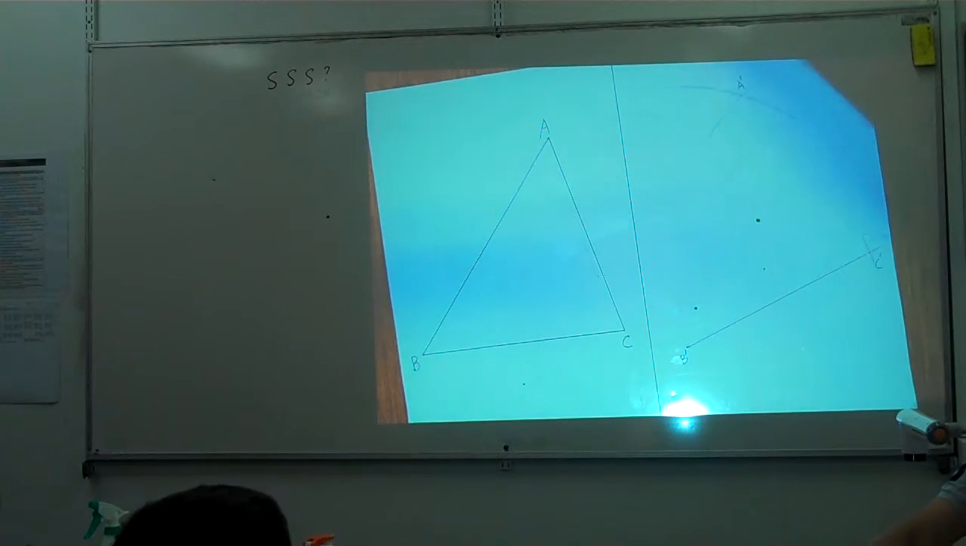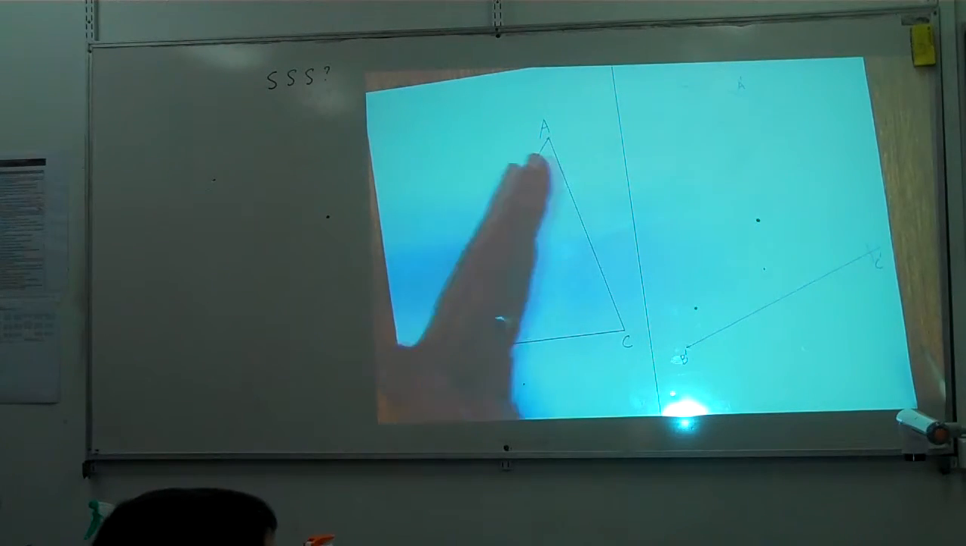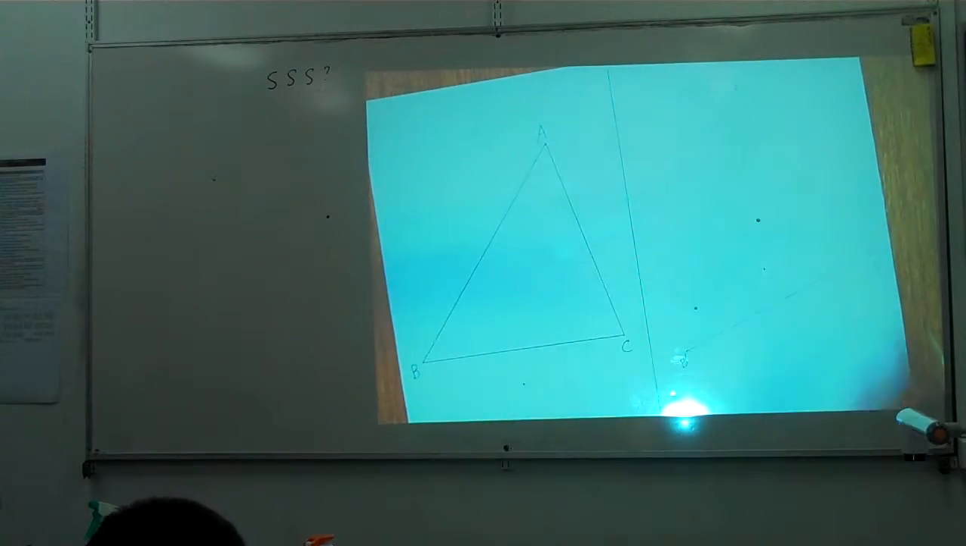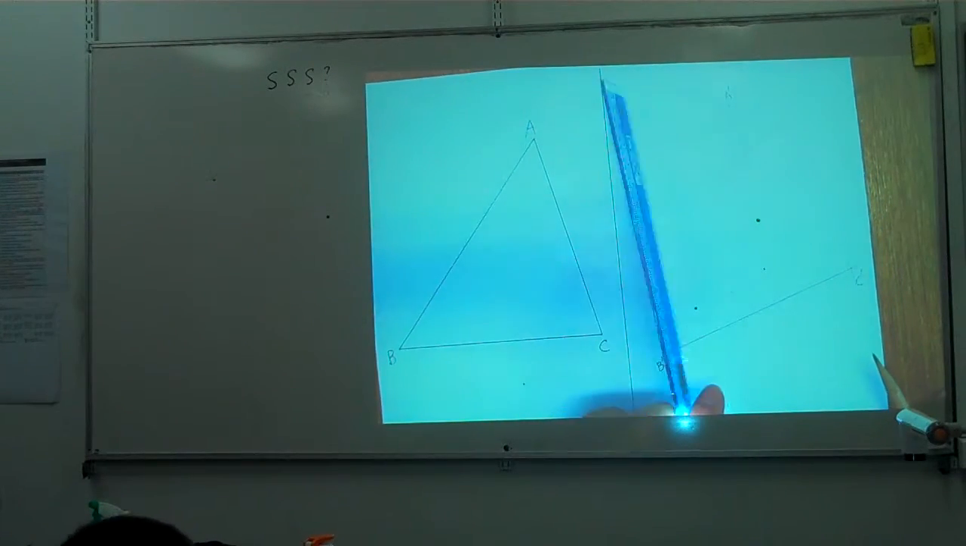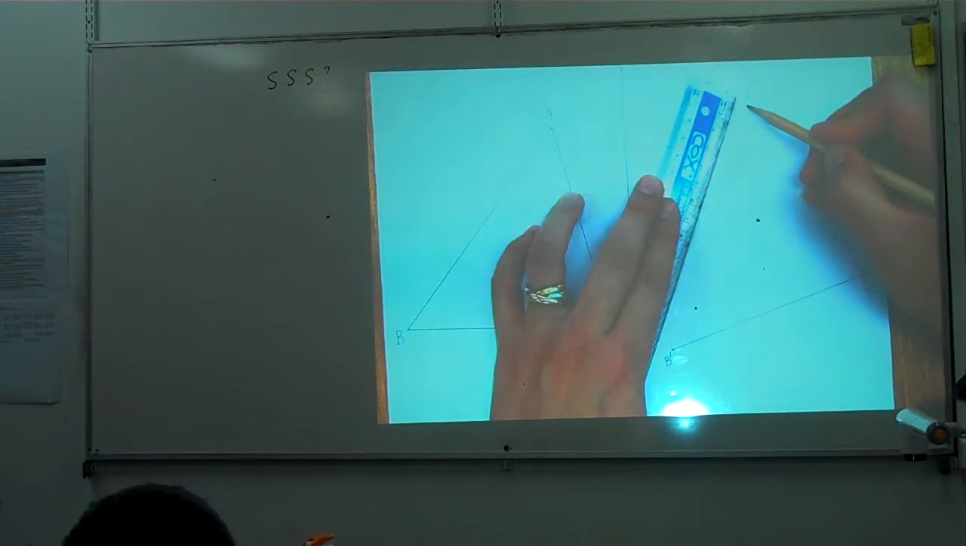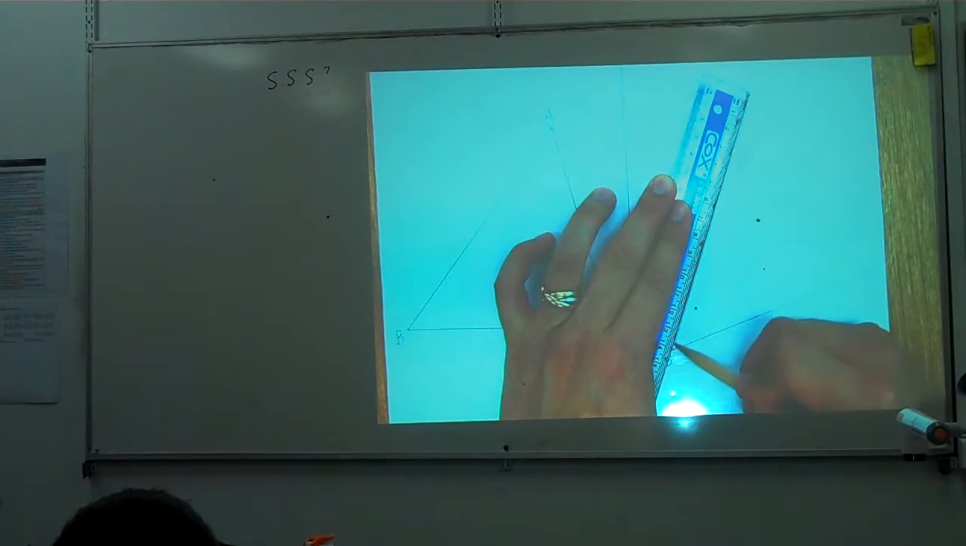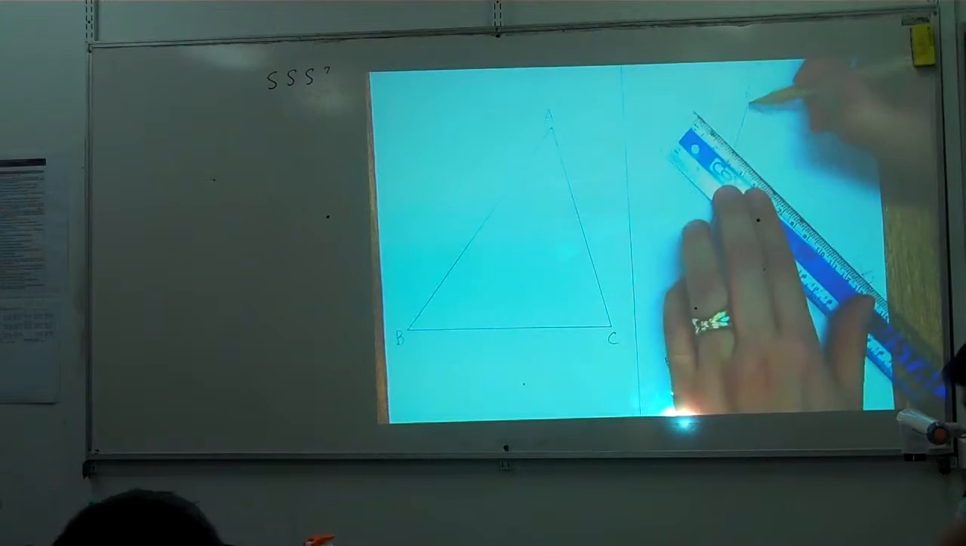Now, we actually duplicate it. We move A, B, C to this side, and then we want to complete this shape. So this shape will be from A dash to B dash, and from A dash to C dash.